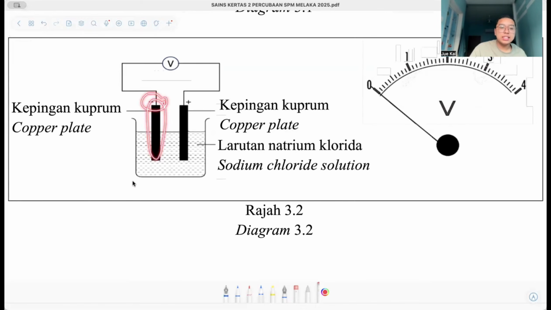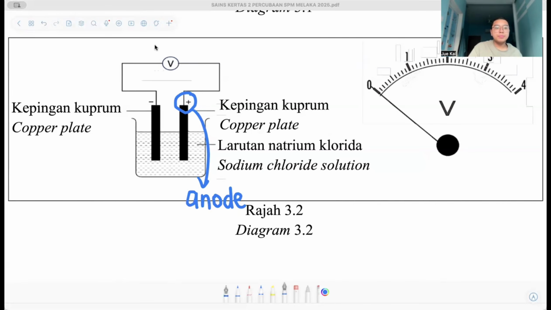this one obviously is cathode lah. This one obviously is anode. Why do I know that one cathode, that one anode? Because plus minus ma. Plus means anode, minus means cathode. Let me write down for you. Plus means anode. Minus means cathode.